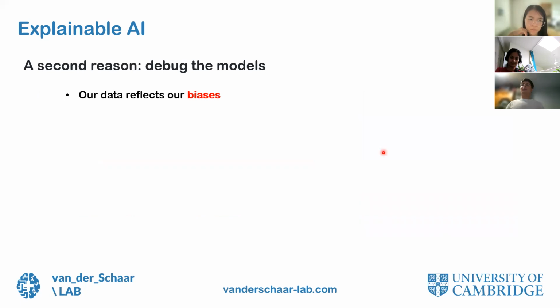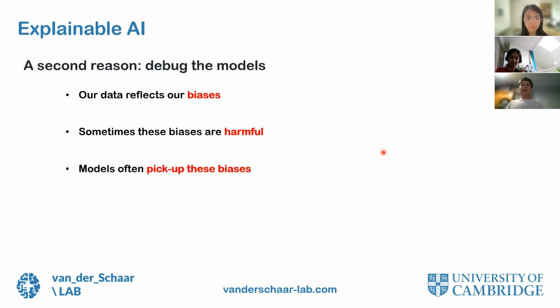So let us sum up. As we have seen, we collect the data with our own human biases. In some cases, these biases can be very harmful. You could just think of gender or racial biases. Those are things that we definitely want to avoid. The problem is that models that are trained on top of this data will often pick up these biases. How can we prevent this?